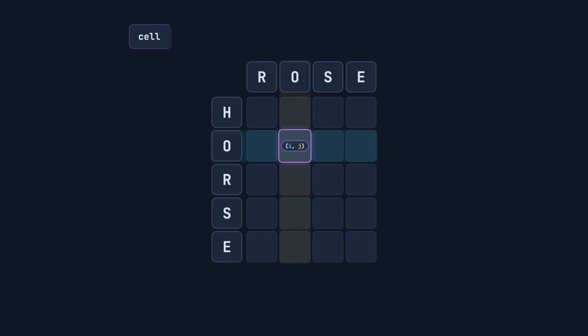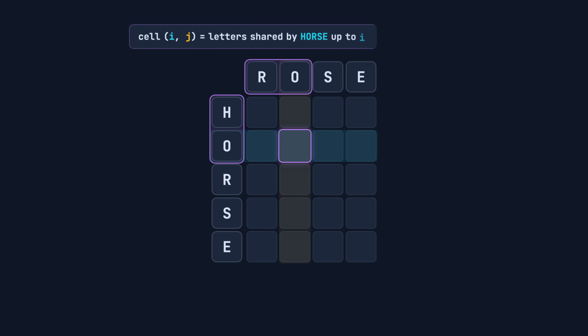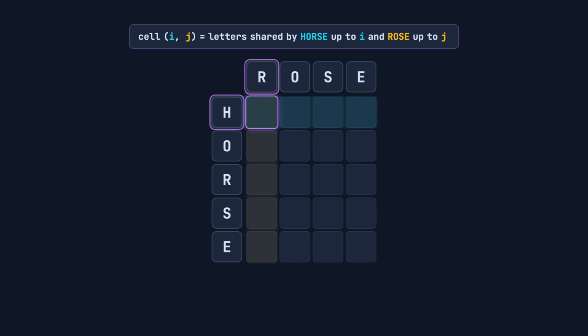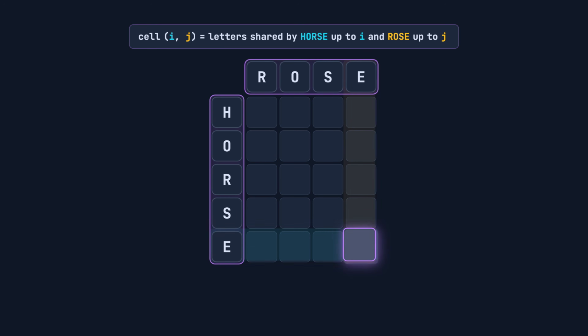Every cell is one pair of positions, and the number in it means exactly one thing: how many letters those two beginnings share. So the top left cell compares just H and just R, and the bottom right corner compares the whole words. That corner is the answer we're after.